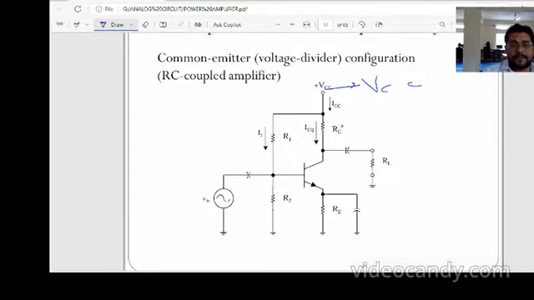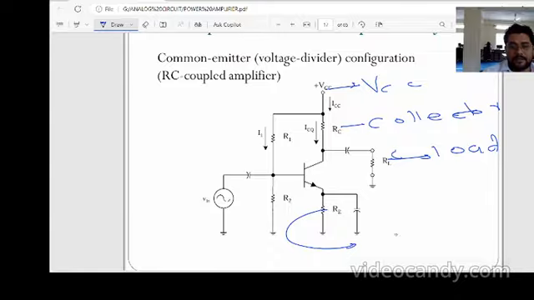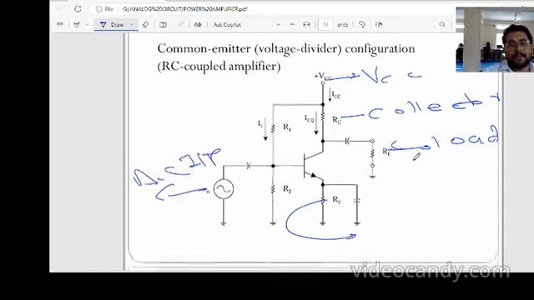Then this is the collector resistance. This is the load. This line is called a load. And this is the emitter resistance RE, with emitter current I. This is the AC input. This is the RC coupled amplifier.